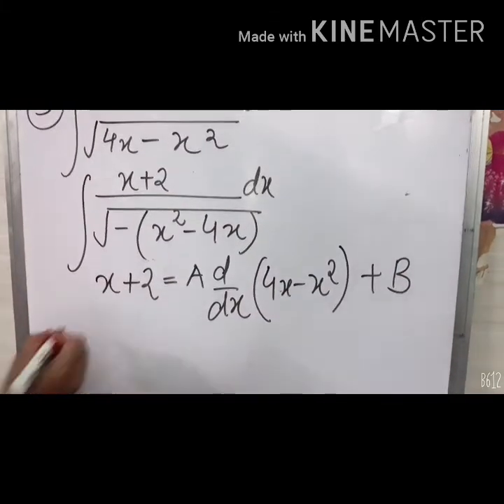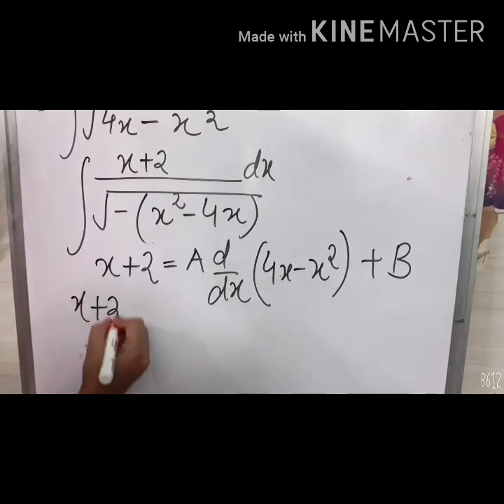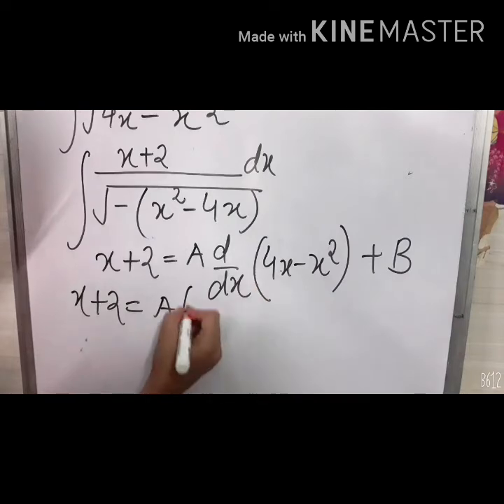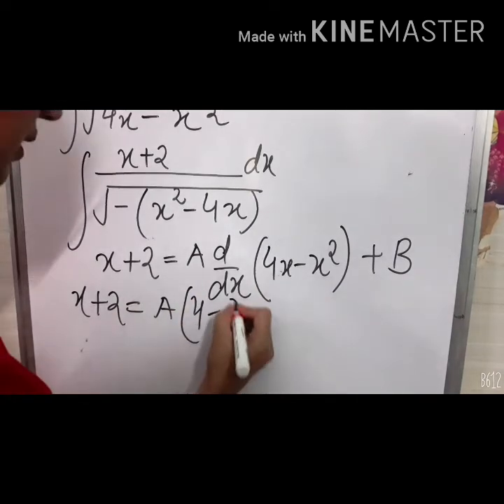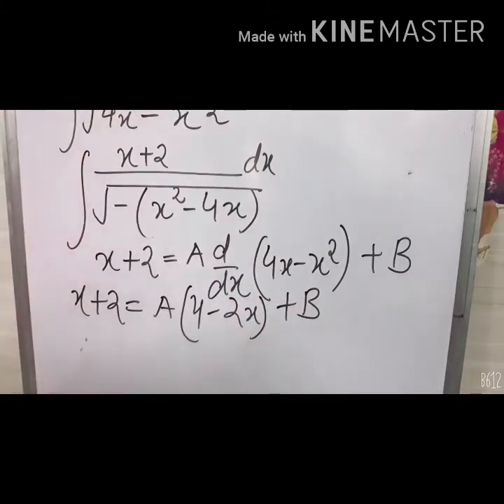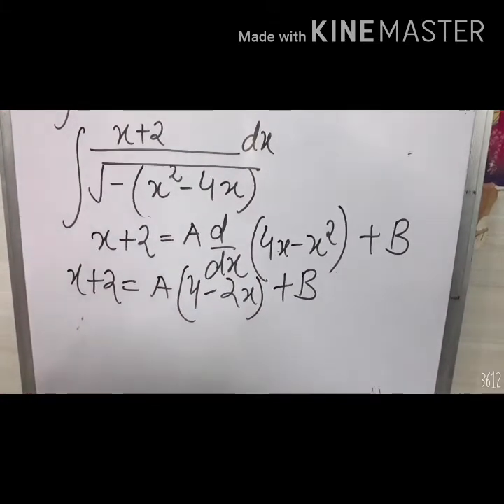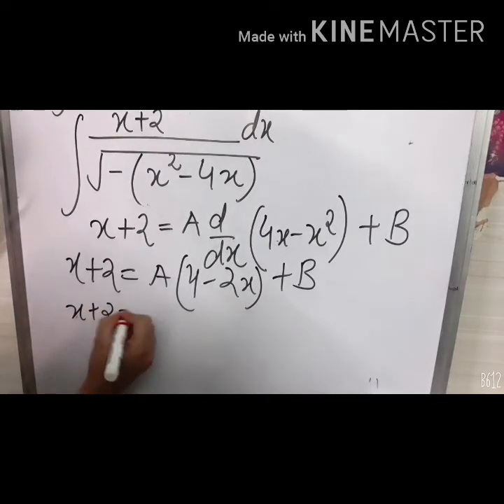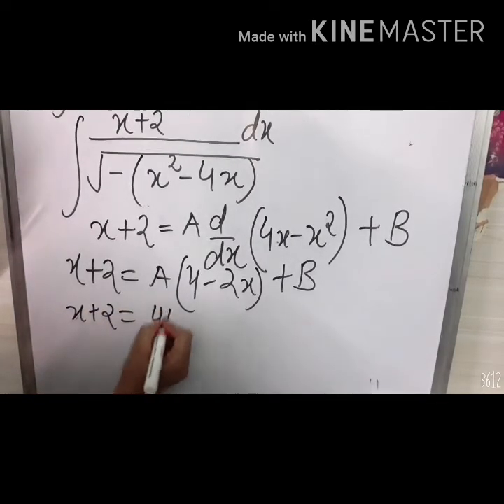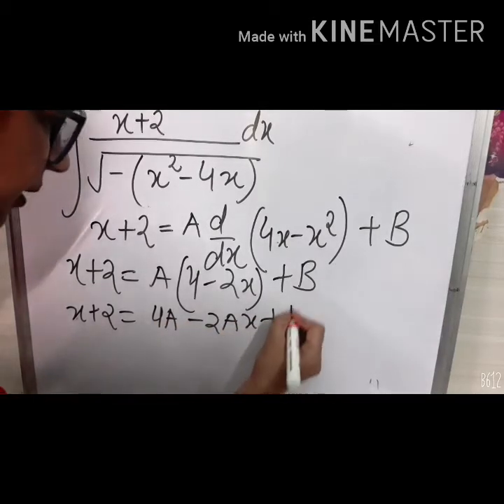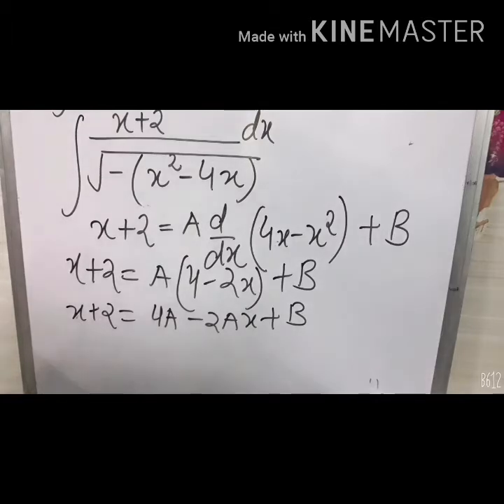Correct? Now, x plus 2 is equal to a into the differentiation of 4x minus x square, which is 4 minus 2x, plus b. How to solve these values a and b? We will compare the values. x plus 2 is equal to, if you multiply, you will get 4a minus 2ax plus b, correct? Now compare with the coefficient of x and constant value.